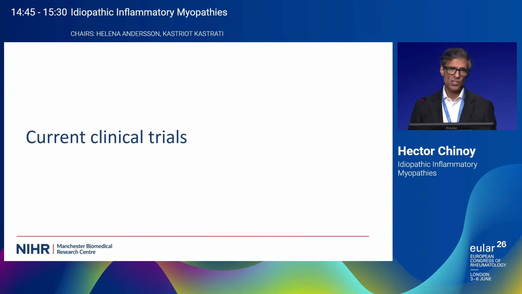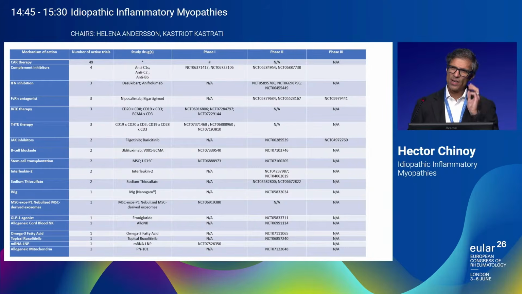Okay, so now let's move on to current clinical trials. And what's really amazing is there's just this goldmine of current clinical trials in myositis. We're almost at where rheumatoid was about 20 years ago.